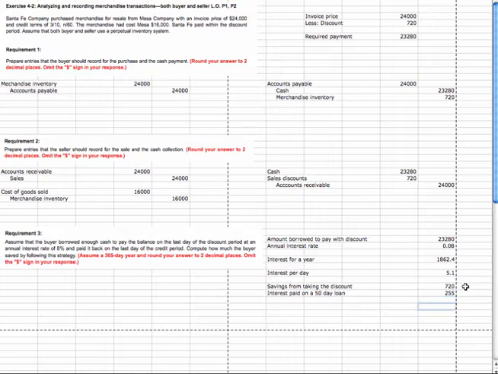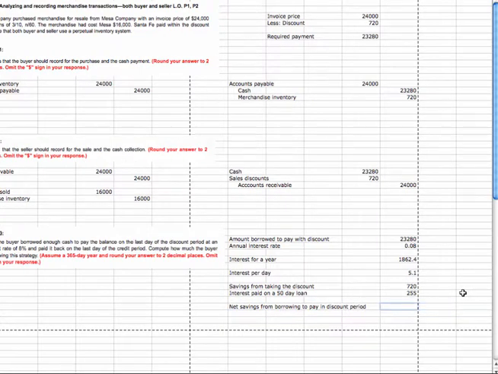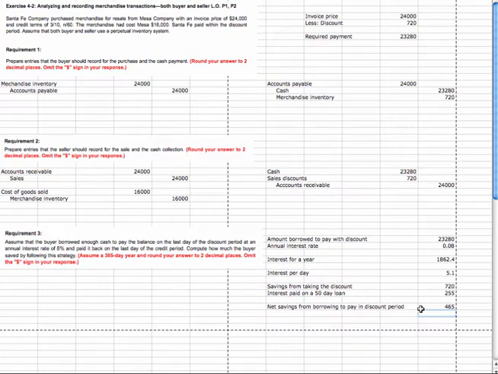So the savings minus the amount of interest we have to pay, this would be our net savings from borrowing to pay in the discount period. So let's take the difference between the two, 720 minus the 255, and we save $465. All right, so that's how we solve this particular problem. Let's go on to the next one.